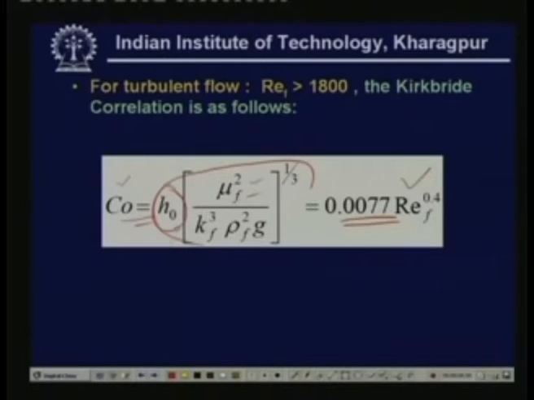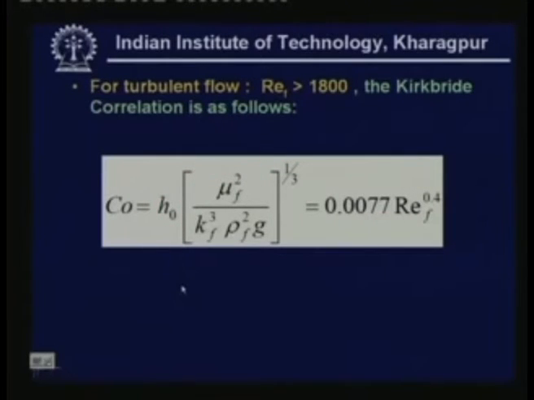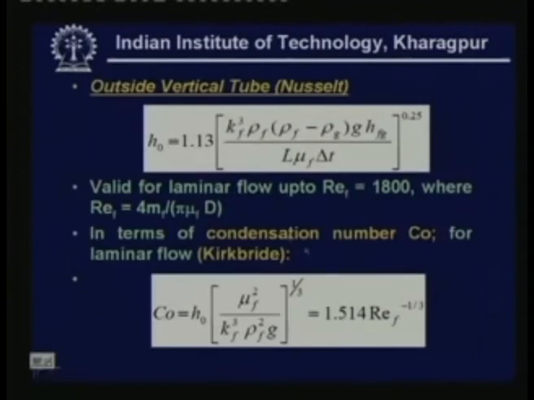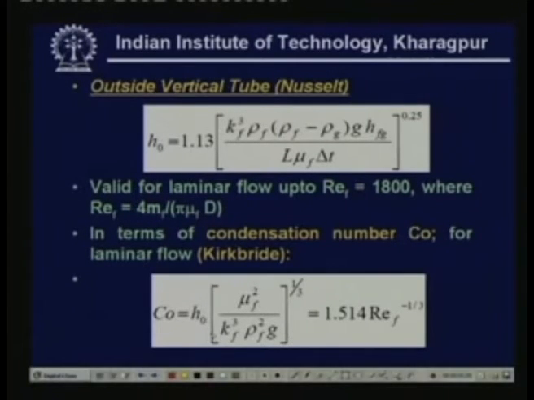Similarly, in the previous expression for laminar flow also, if you can find the film Reynolds number, then you can calculate the condensation number, and from the condensation number and the properties you can calculate the external heat transfer coefficient.